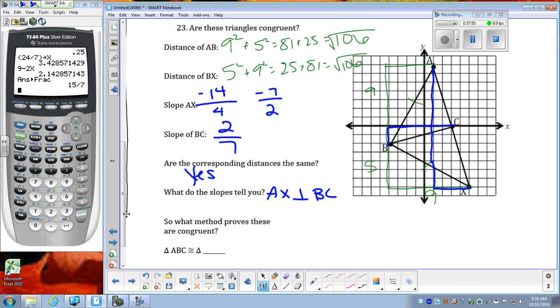So I know I have some right angles in here. I know those are both right angles. And I know I have the hypotenuse congruent. I also know that BC would be congruent to itself. So these two triangles are going to be congruent by hypotenuse-leg, and ABC would be congruent to XBC.